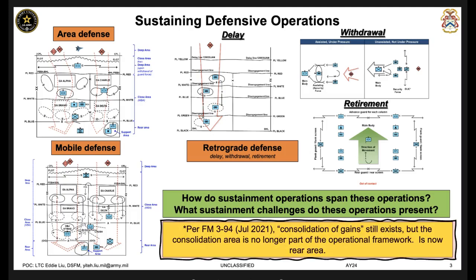Also note that while consolidation of gains remains a valid doctrinal concept, the consolidation area is no longer part of the operational framework and is now considered part of the rear area.